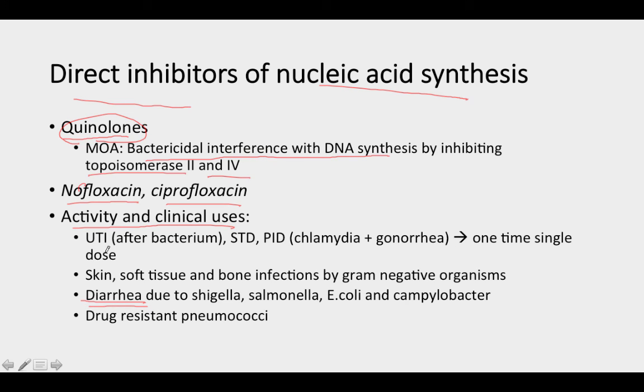But it does have a few other clinical uses, such as urinary tract infections, second line after the use of Bactrim, sexually transmitted diseases and pelvic inflammatory diseases because of action against chlamydia and gonorrhea, and they all work by a one-time single dose. They have particularly good action at skin and soft tissue and bone infections when gram-negative organisms rarely cause them, and they're good against drug-resistant pneumococci. But again, you should know of this, but they're not drugs that you use all the time, right?